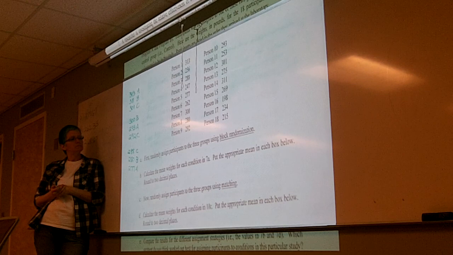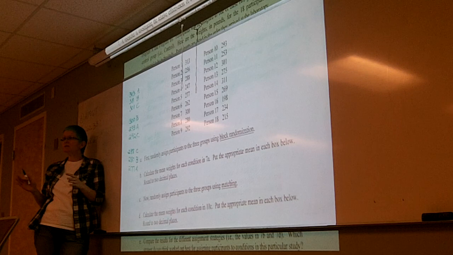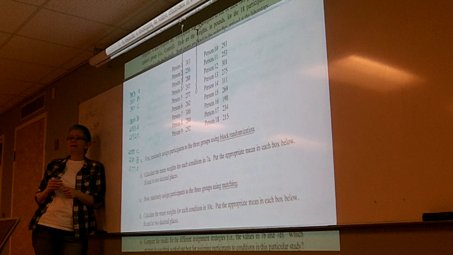288, 280, and 277. Okay. So you guys see what we're doing here? Make sense? Same block orders. Now instead of randomizing them as they come in the door, we're randomizing them after we put them in order by how heavy they are.